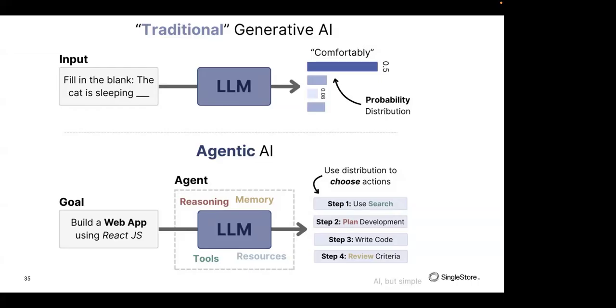The goal is to build a web app using React JS, and then it can reason, it has a memory, it has tools, it can do research and then come up with proper code and tell you, yeah, this is how you can build this yourself, right? So that is the differentiation between traditional generative AI and agentic AI.